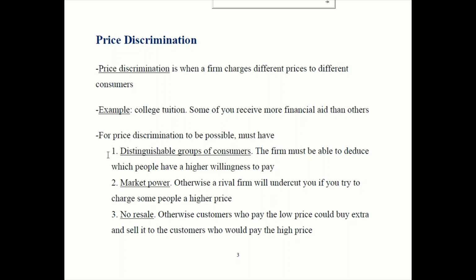College students are also distinguishable in groups. They can find out a lot of information about what you're willing to pay. They ask you a lot about that on the financial aid forms, so they can separate who has more income and who is more able to pay from who has less income and less ability to pay. So college tuition works out very, very nicely as an example of price discrimination. All the conditions are satisfied very well.